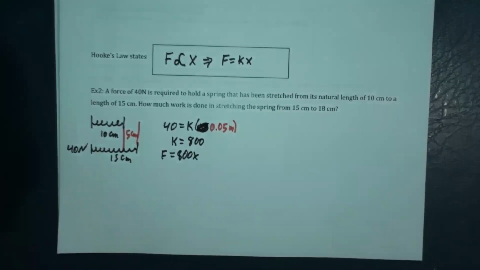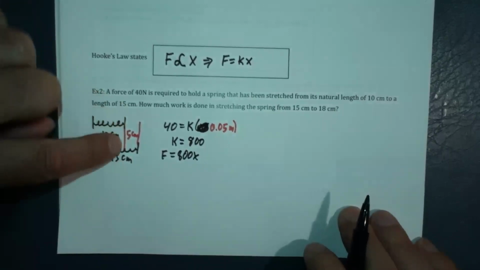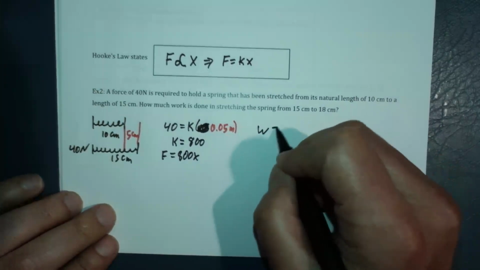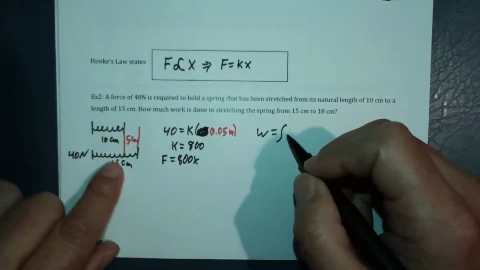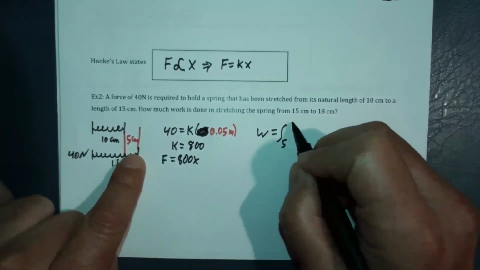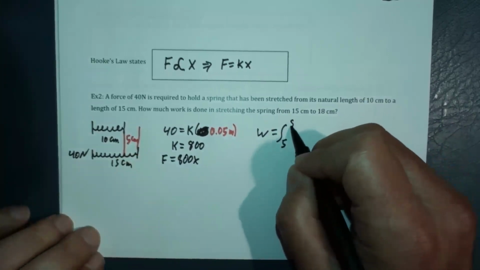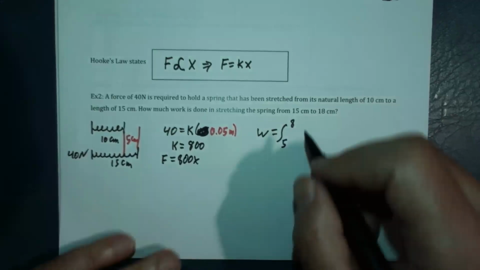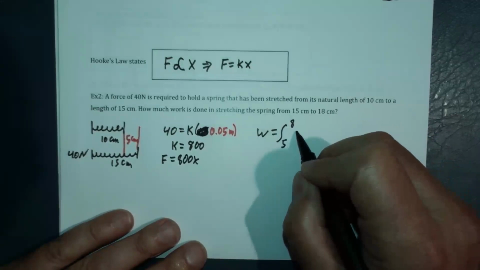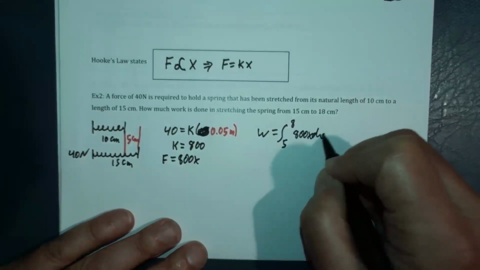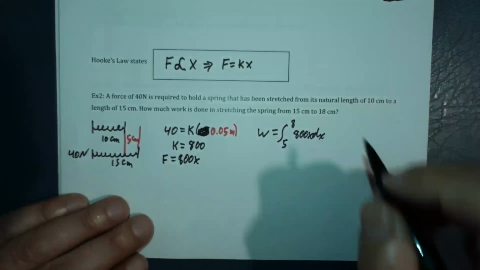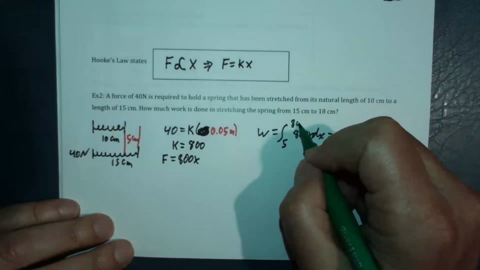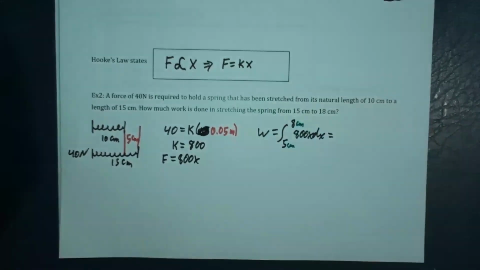Now, our 0 is the natural length. So our integral, our work, is going to be the integral, and we're going to go from 5 centimeters to 8 centimeters from its natural length. So we got to be careful with these boundaries. Now these are centimeters, and we're mixing and matching right now. So in reality, again, these are in centimeters. So we're going to have to rewrite this.